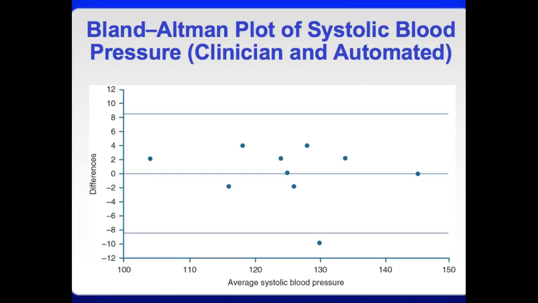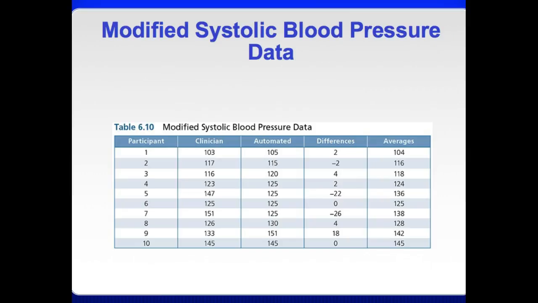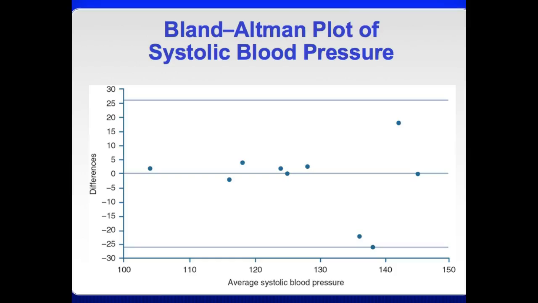Here's a plot of systolic blood pressure. Here's your modified systolic blood pressure data. You've got your differences and your averages, and your Bland-Altman plot of systolic blood pressure. Here's your differences, here's your average, here's your plot.